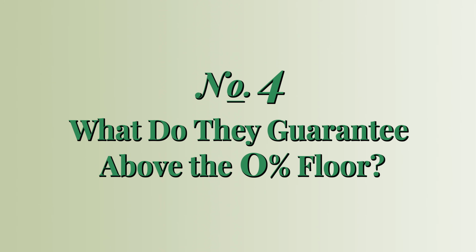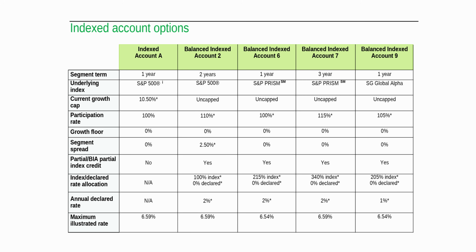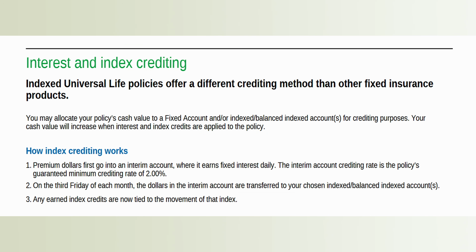Number 4, what do they guarantee above the 0% floor? Most carriers guarantee the 0% floor. Some guarantee 2% interest, but the floor is still 0. So how this works is, let's say you're contributing $500 a month. First, the expenses will be taken out, and then the rest goes into an interim account earning 2% interest. And then on the third Friday of every month, they move that money into the index.